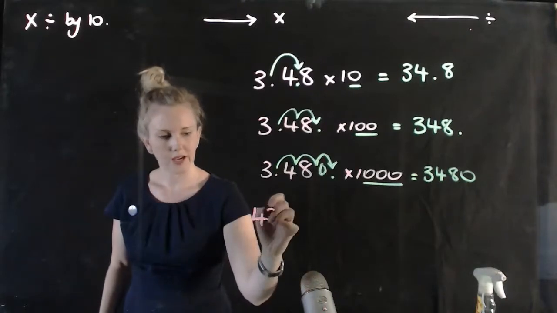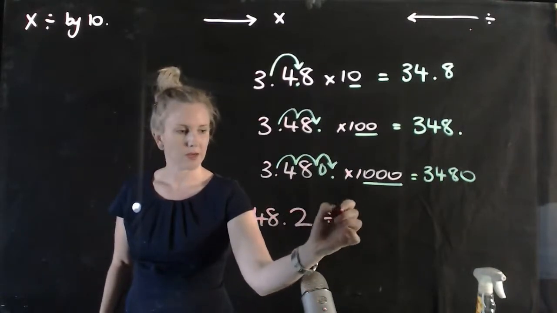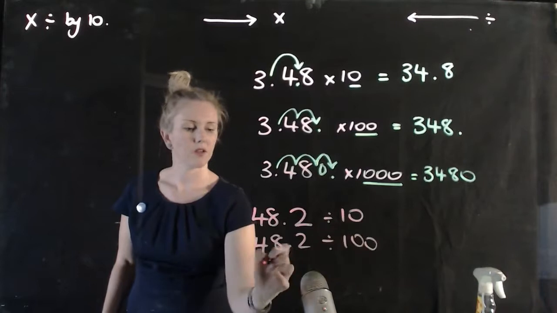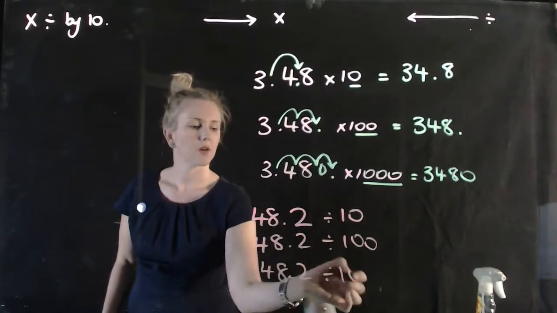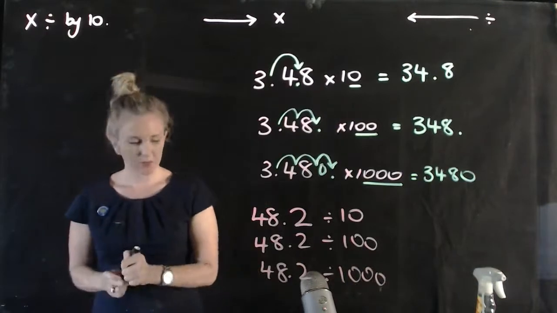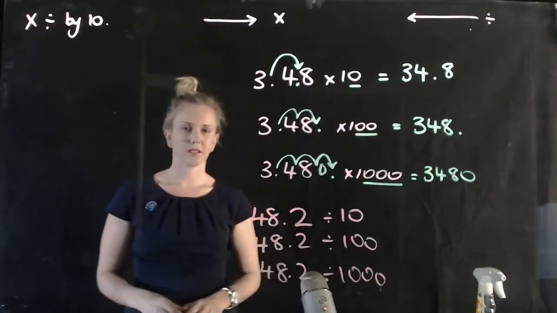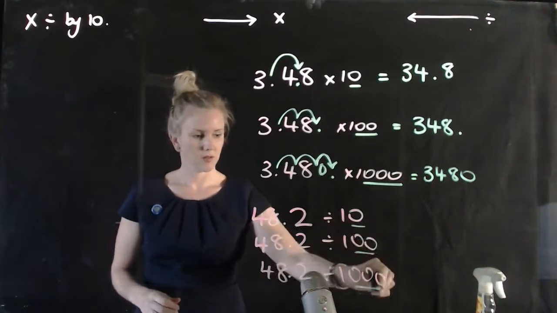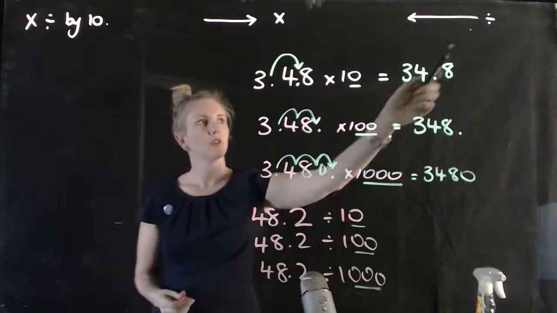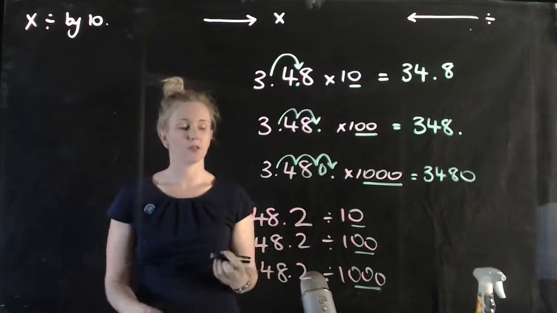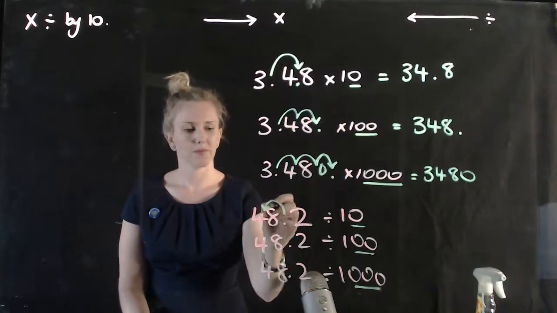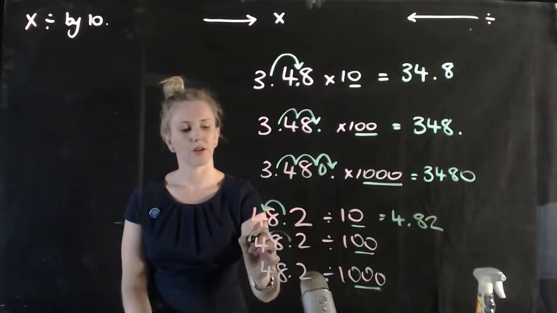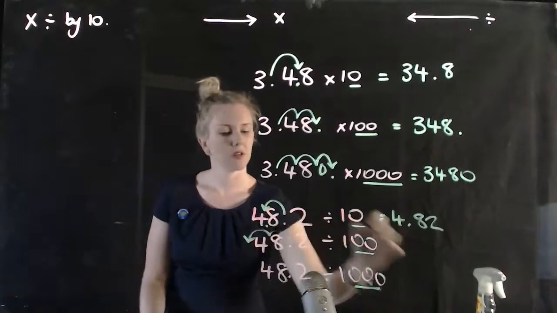All right, let's do some dividing. 48.2 divided by 10, divided by 100, divided by 1,000. The same deal applies in that you're going to move the decimal place depending on how many zeros are in the question. In this case we're moving from right to left to make the number smaller, because that's what happens when you divide. Just one place this time: 4.82. Two places this time because there's 2 zeros in my question.